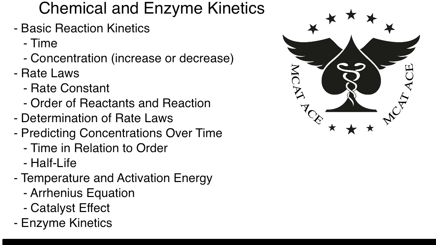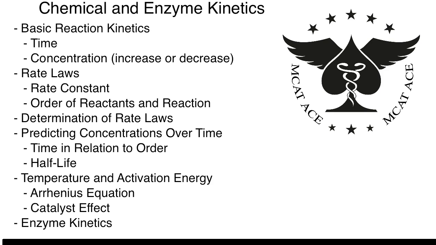Then we're going to take a look at rate laws. Rate laws are very important. They play into kinetics. They're pretty much what defines kinetics. So we need to discuss the rate constant, which is that K that we normally find when we are discussing any type of chemical kinetics equation. And then we need to discuss order of reactants in the reaction. Now when we say order here, we're not talking about order as in placing the reactants in a certain order. We're talking about the exponential order to which the concentration of these reactants will affect a reaction.